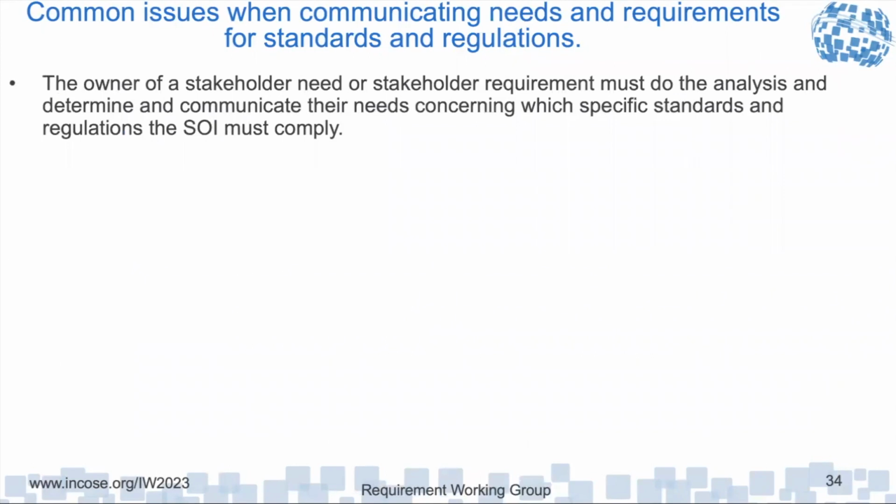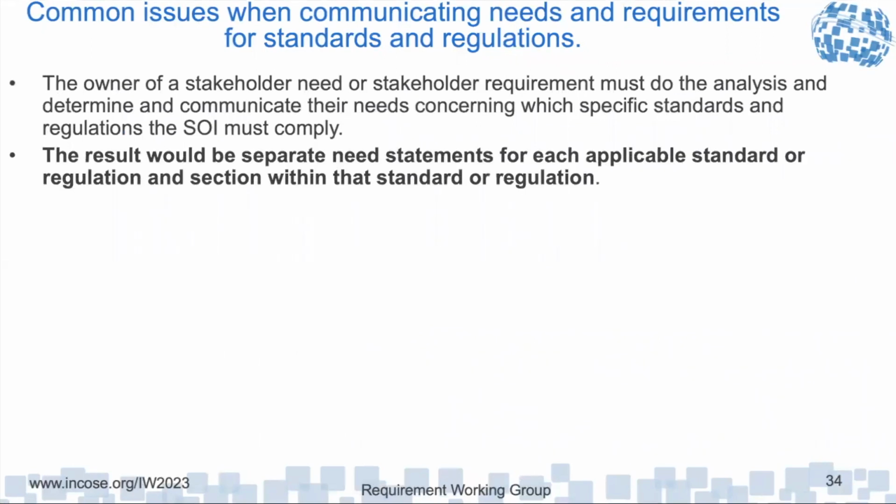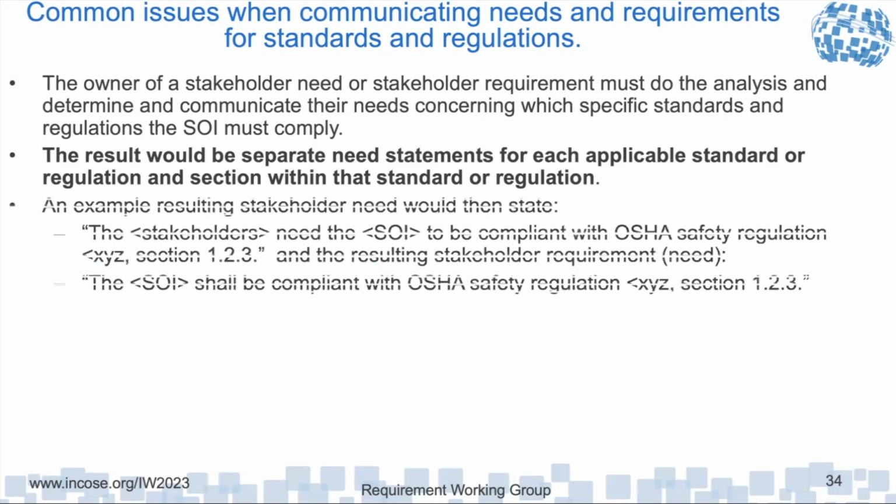The owner or the stakeholder needs requirements must do the analysis and determine and communicate their needs concerning which standards and regulations the system of interest must comply with. And so the result would be separate need statements for each applicable standard, regulation, or section within that standard or regulation. So you could end up with quite a few different need statements depending on how many applicable standards and regulations and sections do apply.